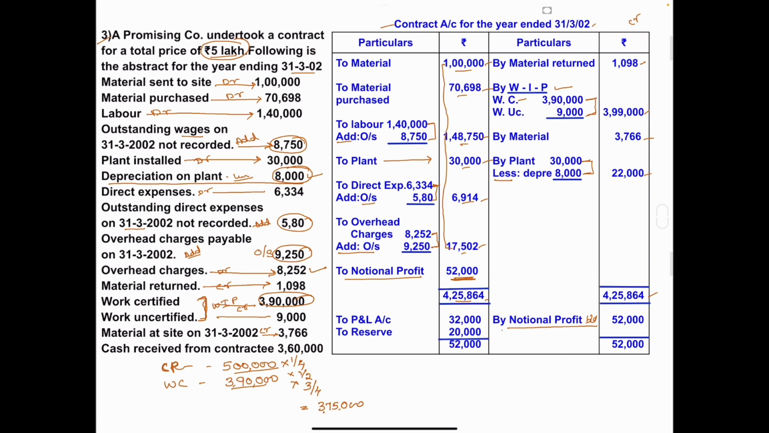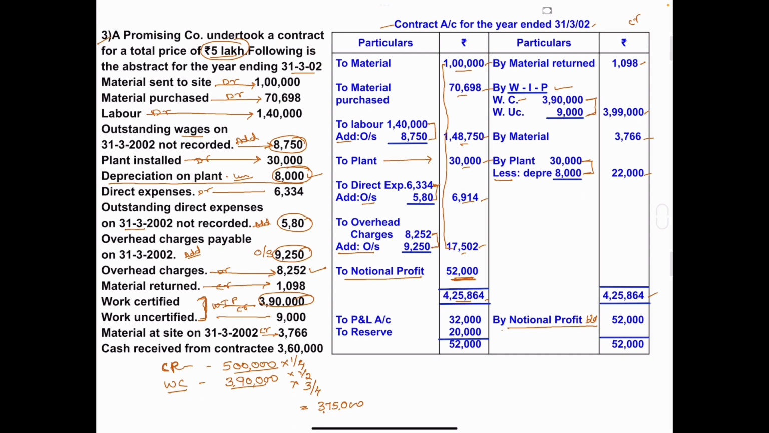what is said? If the work certified amount is more than 3/4 of the contract price or nearing to complete the contract, in such cases we have to calculate the amount of profit on the basis of estimated profit. But in this problem, they have not given the estimated profit amount, and they have not given any information related to estimated profit. So we'll take the third condition, that is two-thirds of notional profit will be transferred to profit and loss account.